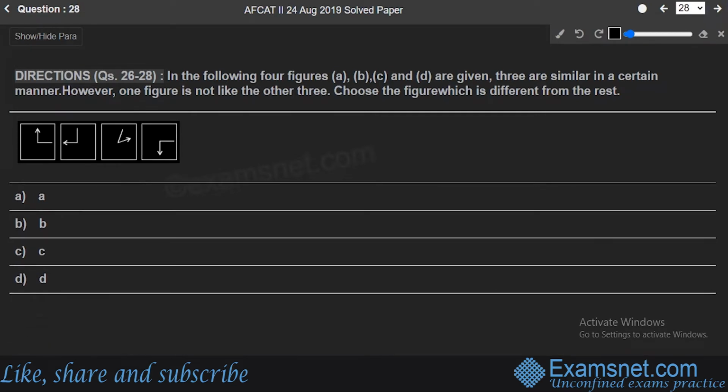Now, looking at these figures, you have to choose the odd one out. Obviously, this is having a 90-degree angle. This is having a 90-degree angle. This is also having a 90-degree angle. And this one is not having a 90-degree angle. So, no need for further discussion, I think. Option C is not having a 90-degree angle, and all the rest are having 90-degree angles. So, option C is the correct answer to this question.